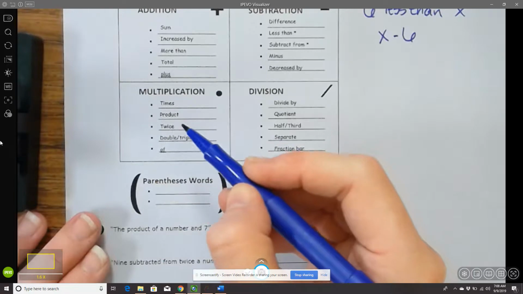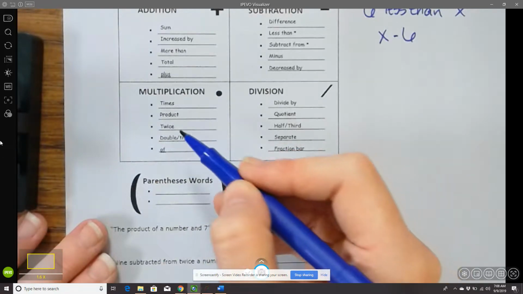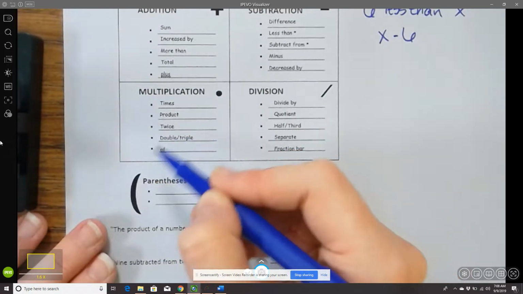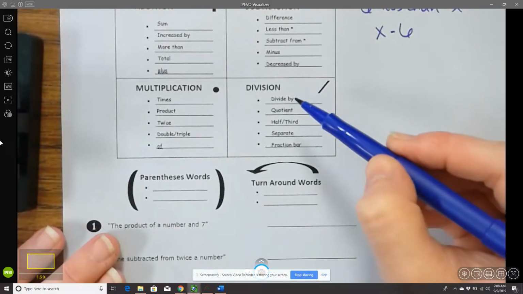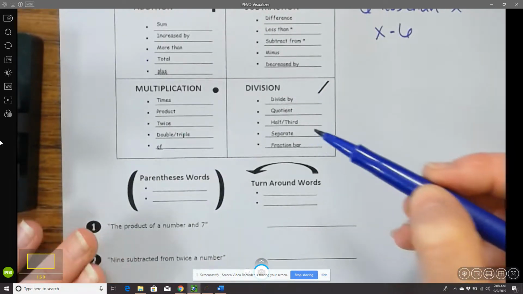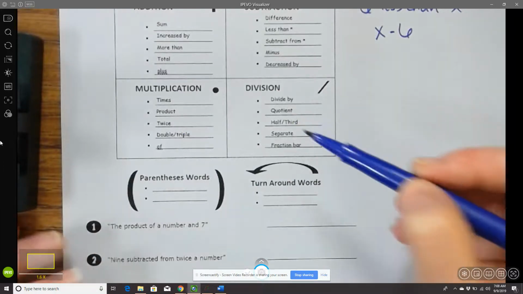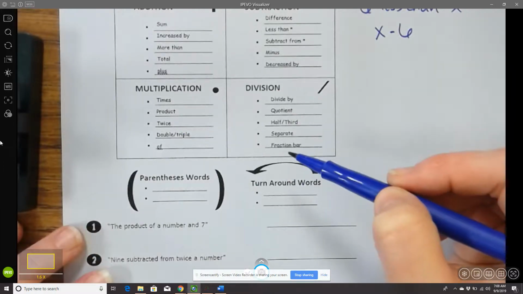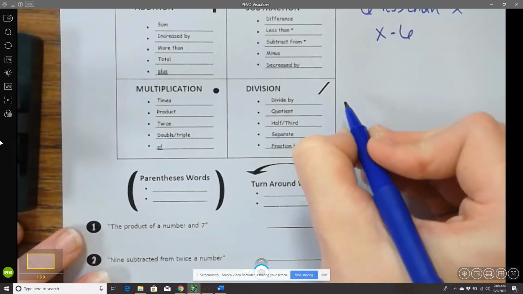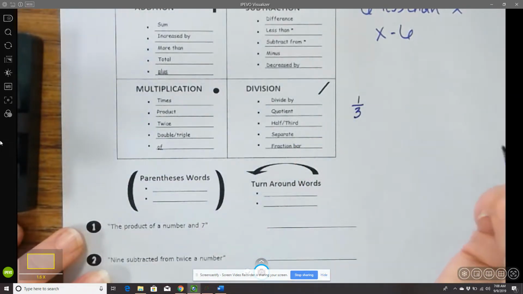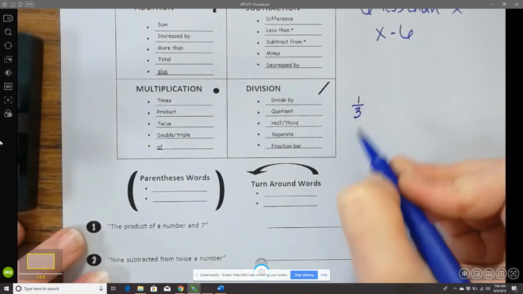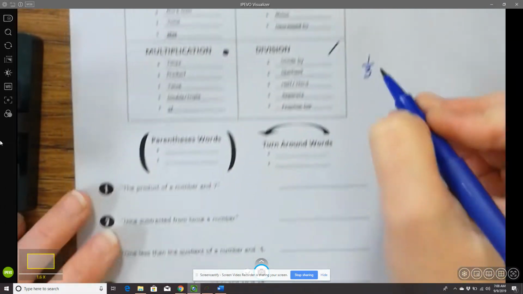Multiplication words are times, product, twice, double, or triple. And then the word of means you're going to multiply. And then division, you're going to have divide by, quotient, a half of, a third of, and then separate and fraction bar. And so we can also write division as fractions as well. So the fraction 1/3 just means 1 divided by 3.